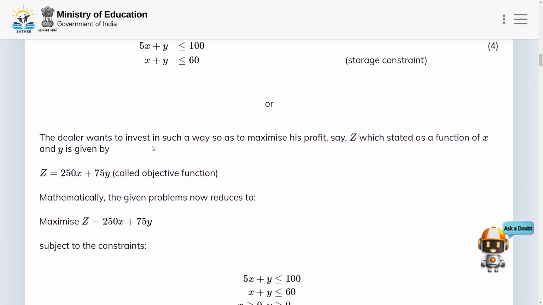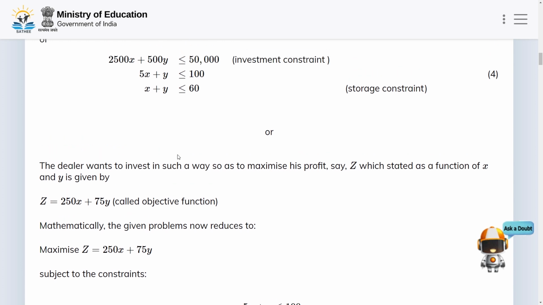Now, the dealer wants to invest in such a way as to maximize his profit, say z, which is stated as a function of x and y, given by z equals 250x plus 75y. We call this function your objective function. Clear? I hope it is clear to you.